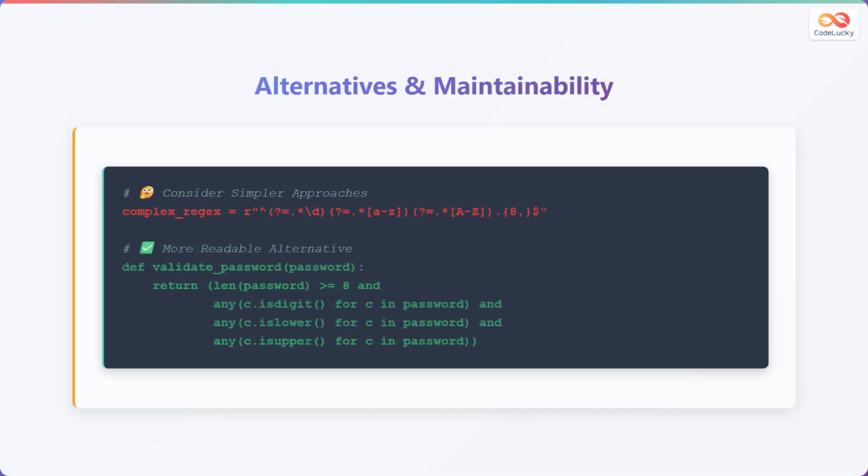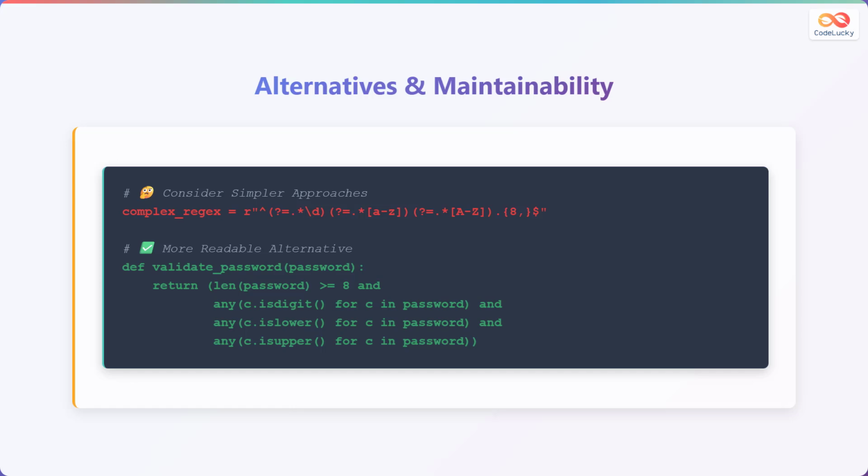Next, let's consider alternatives and maintainability. The complex regex, which is equals star d, close parenthesis, equals a through z, close parenthesis, equals a through z, close parenthesis, curly braces 8, $, is a password validation pattern that checks for at least one digit, one lowercase letter, and one uppercase letter, with a minimum length of 8 characters. While this regex works, it's not very readable.